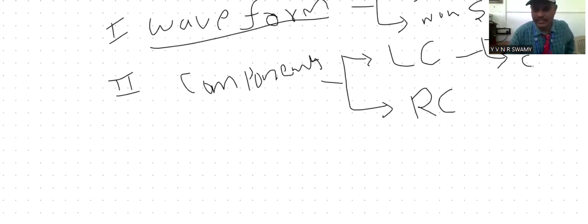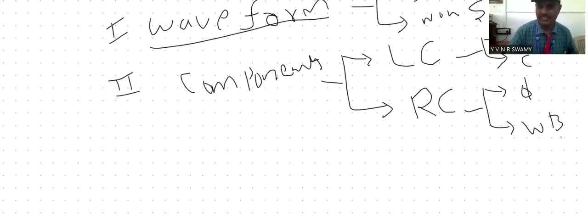Coming to the RC oscillators, they are classified into two types. Those are RC phase shift oscillator and Wien bridge oscillator. RC phase shift oscillator is a fixed frequency oscillator, Wien bridge oscillator is a variable frequency oscillator. The advantage of RC phase shift oscillator is we are using only a single amplifier. In case of Wien bridge oscillator, we are using two amplifiers. So that is the difference between RC phase shift and Wien bridge oscillator.